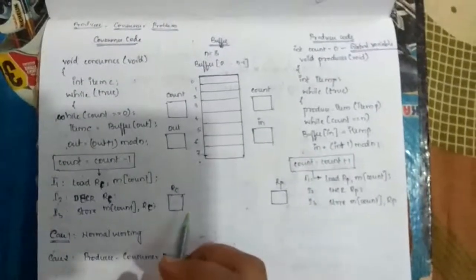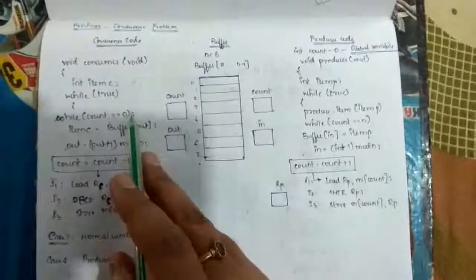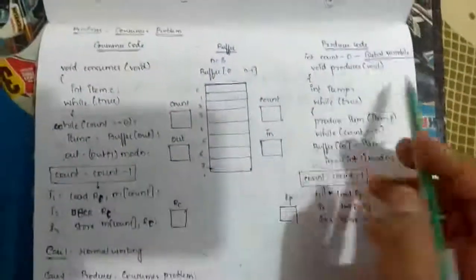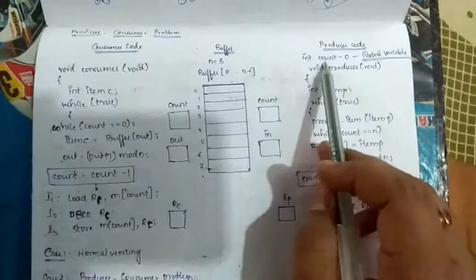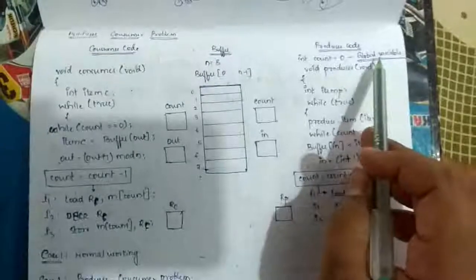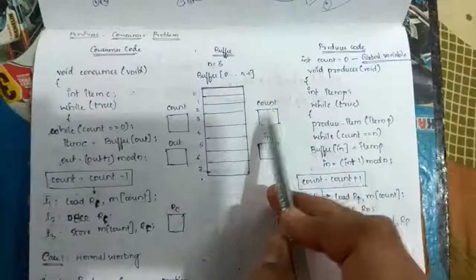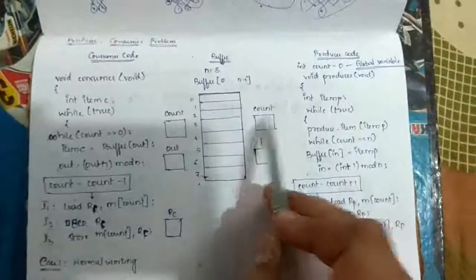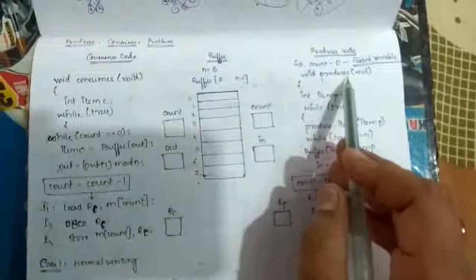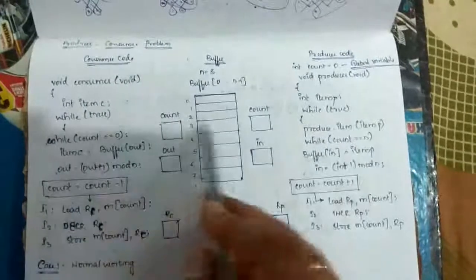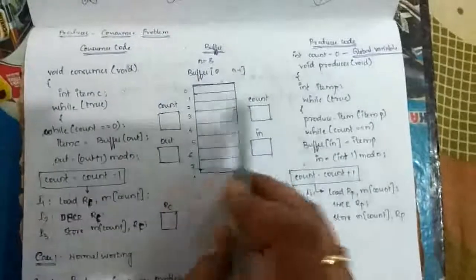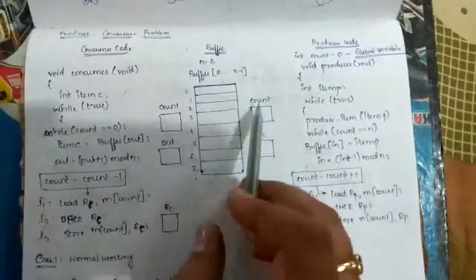Now we'll start with the producer consumer problem. Assuming that the producer produces an item and the consumer consumes an item, initially we deal with a normal working condition. Here we have a variable called count. That count is a global variable, and to denote count we have marked a square box here. This is the producer code, and here is the consumer code. Since count is a global variable, we have mentioned it on both sides.